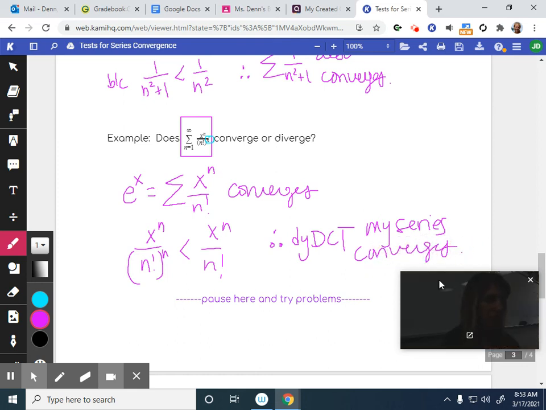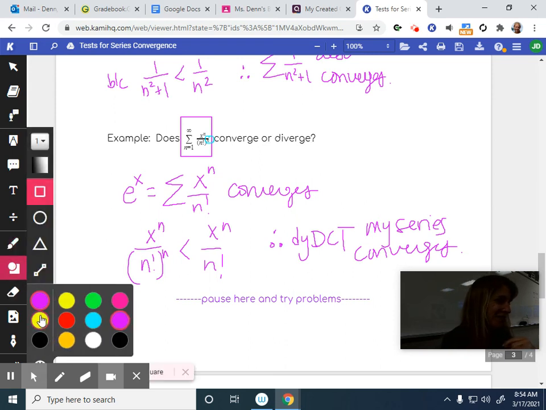I think the direct comparison test is easy enough to understand. The question is, could you pull that out of your rear in a test situation? I'm going to say no. Just kidding. We'll see. We'll get better at it.